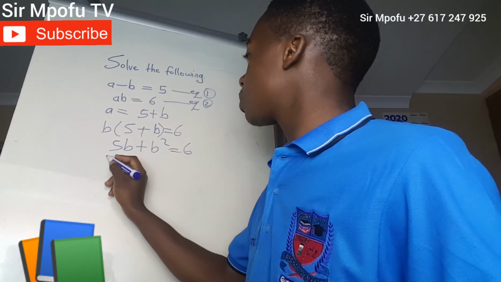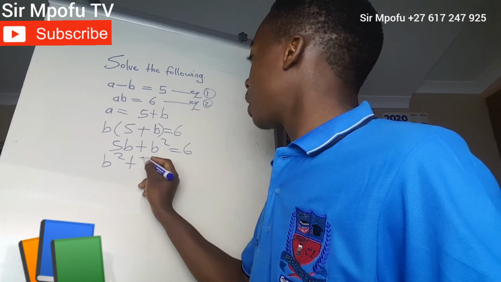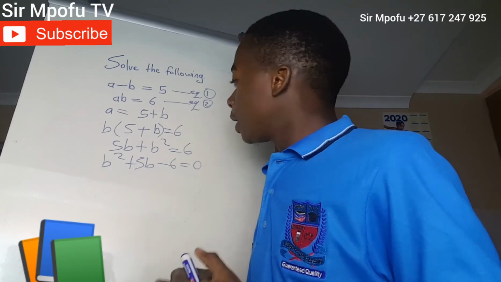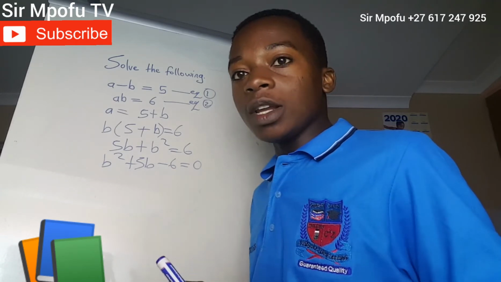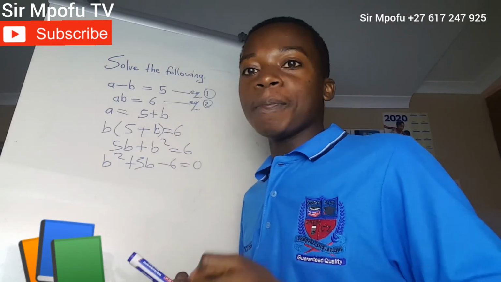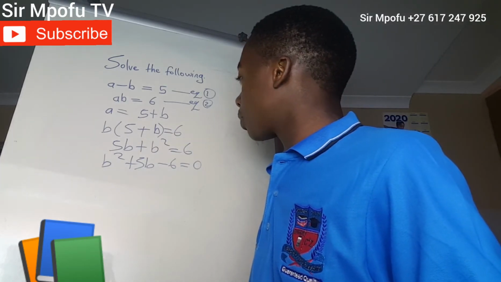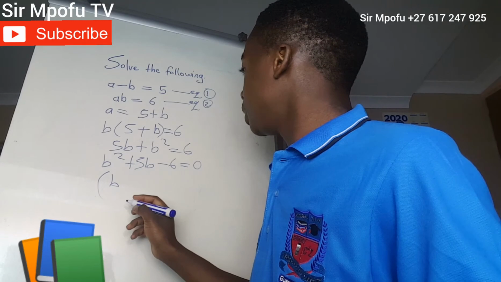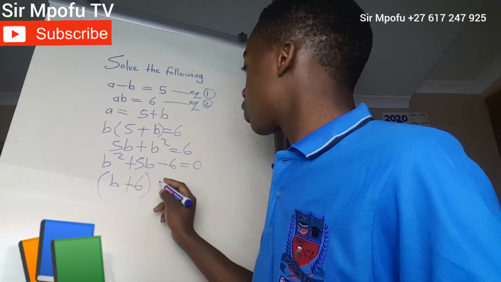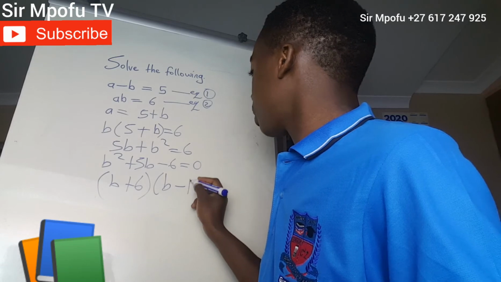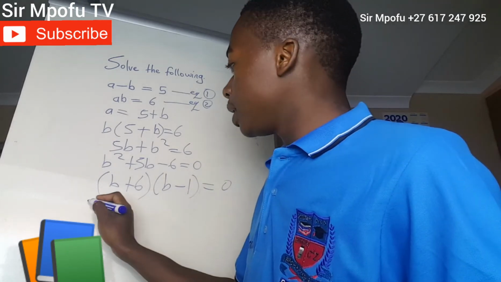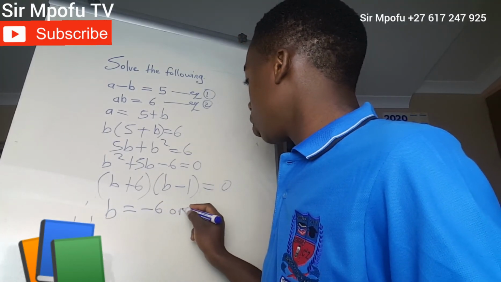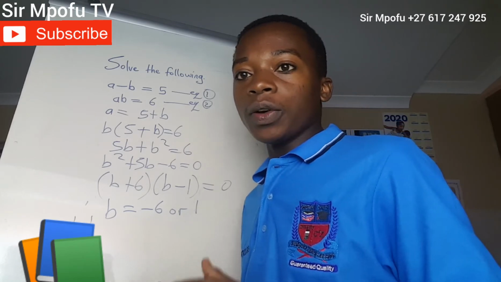equal to 6, 5b plus b squared equal to 6, which is the same as b squared plus 5b minus 6 equal to 0. We still have to find the numerical value of b. So now we are going to factorize. It's going to be (b plus 6)(b minus 1) equal to 0. This means b is equal to negative 6 or 1. These are the values of b.